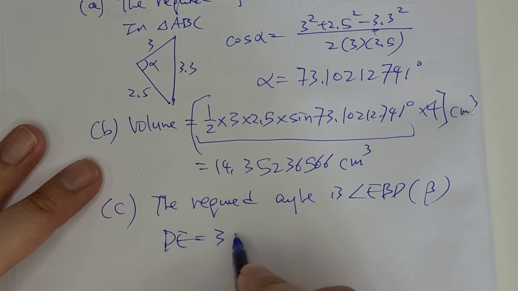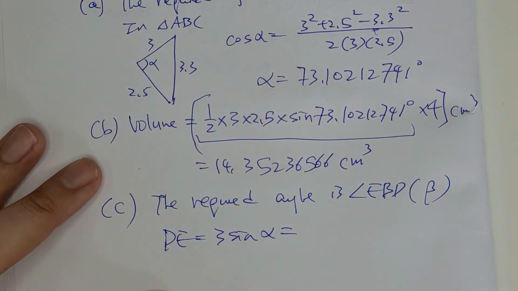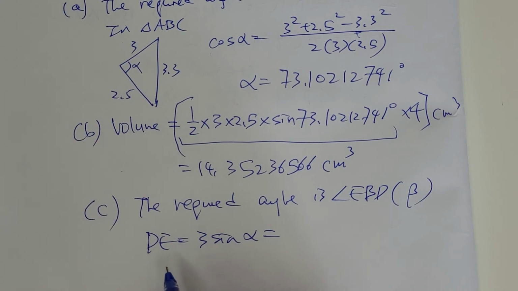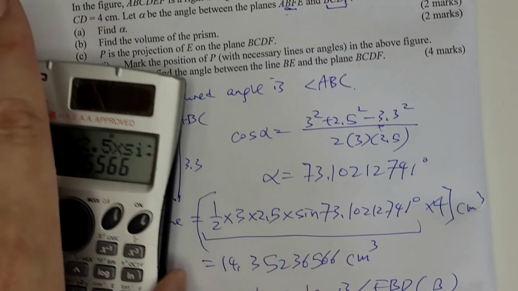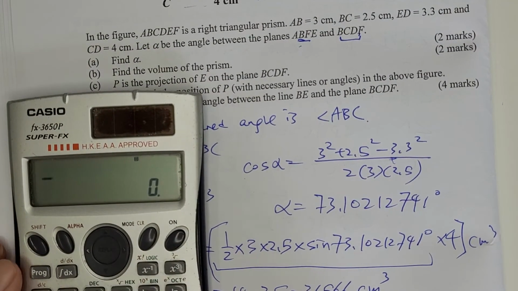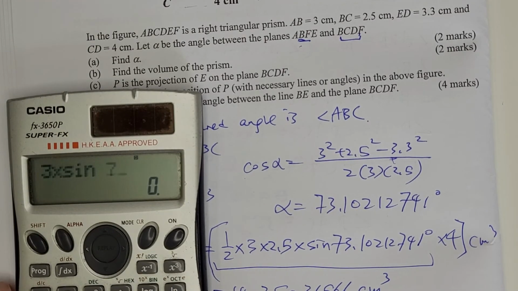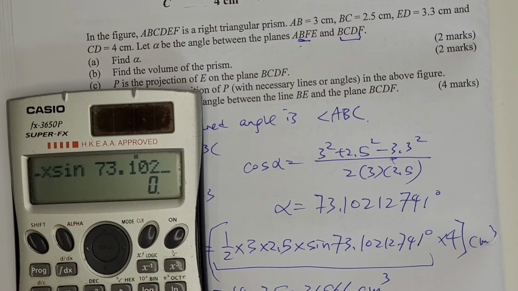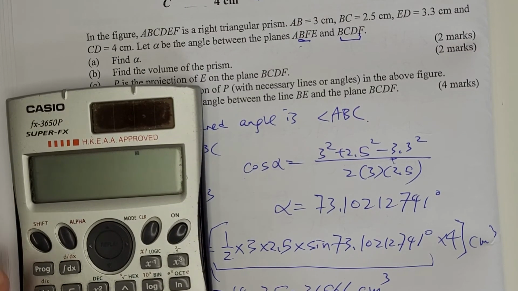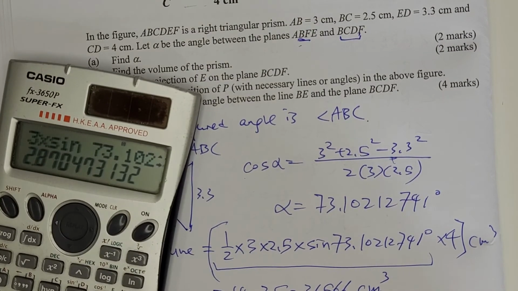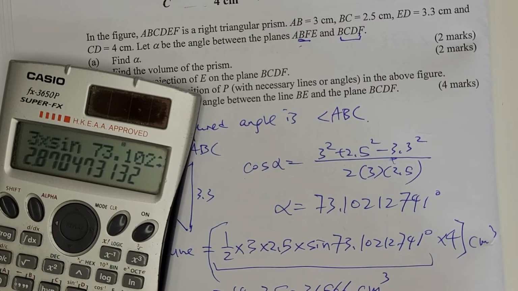PE, that is 3 times sine alpha, that would equal to, let me press this one, okay? 3 times sine 73.10212741. That is 2.870473132.